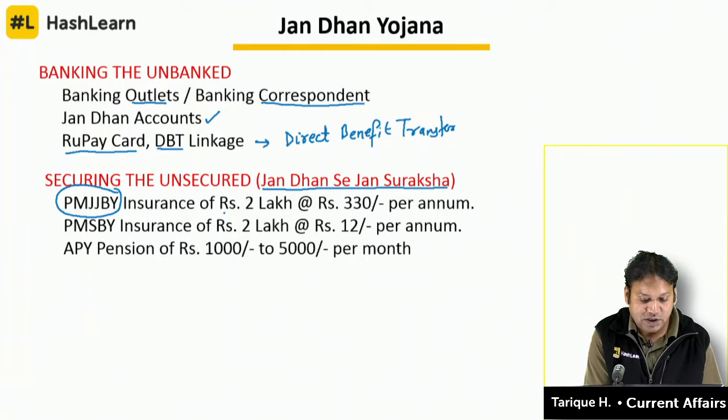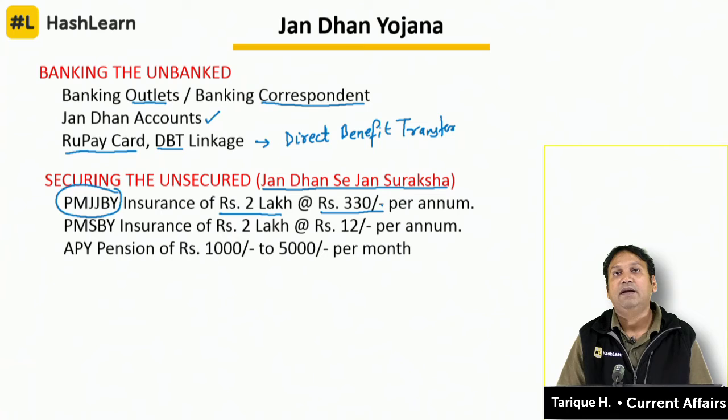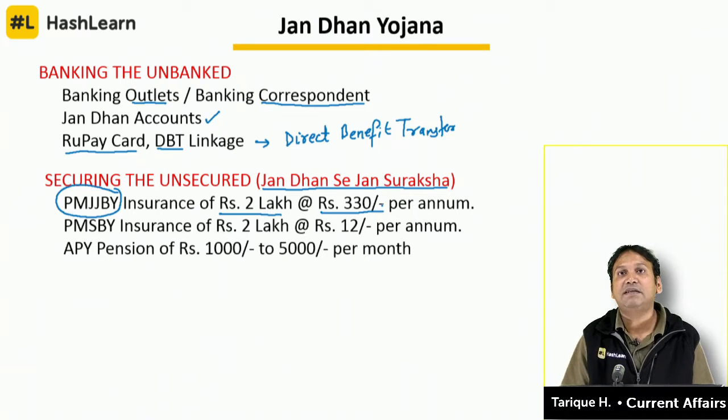Life insurance of rupees 2 lakhs at 330 rupees per annum. 330 rupees per annum is less than 30 rupees per month. That means less than 1 rupee per day, right? So you're paying less than 1 rupee per day, and you're getting a life insurance cover of 2 lakh rupees.